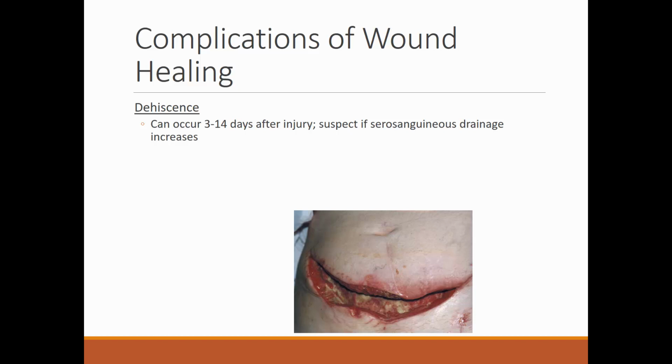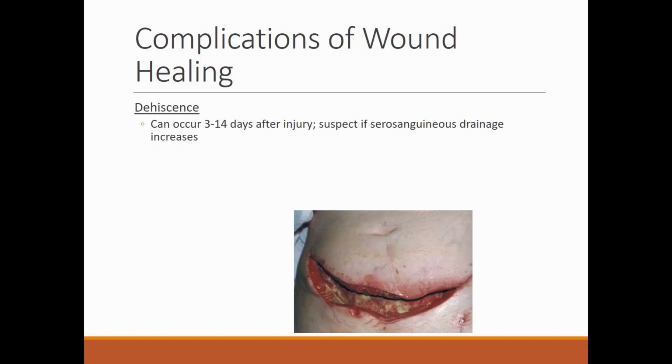Dehiscence is a total or partial separation of the wound edges, but the subcu layer is intact. This usually happens in 3 to 14 days of injury before the collagen formation is complete, because remember it's weaker at that time. Risk factors include obesity, poor nutritional status, increased stress on the surgical area. So for example, female open heart patients wear bras when they get up to prevent their breasts from pulling the incision apart, which would be a form of dehiscence.